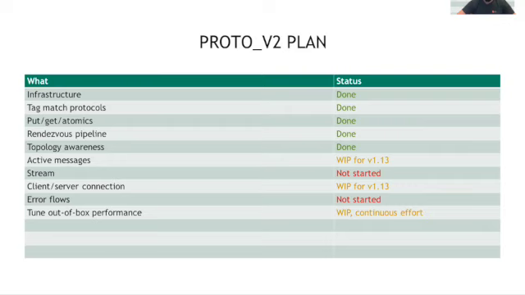We have all the tag matching and the RMA and atomic protocols in place, including a rendezvous pipeline, both get and put. And we're currently quite happy with the topology awareness code. It gives quite good estimations on a few choice platforms like DGX, Intel, and AMD without NVLink.